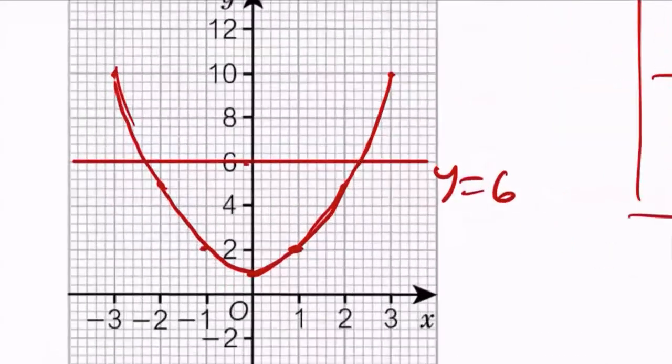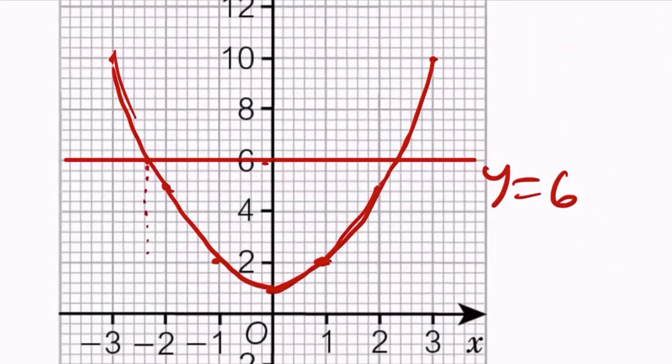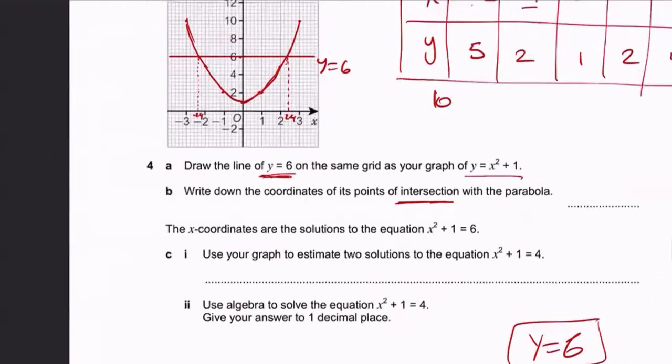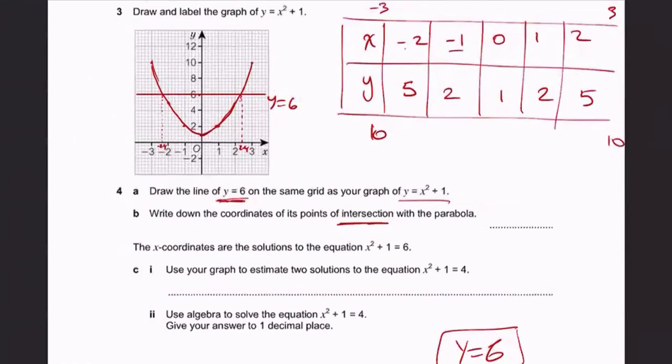It has to be estimated in this case. So this will be negative 2.4 and this also will be 2.4. So the points are 2.4 and the y is 6, and negative 2.4 and the y is 6. These are the 2 points of intersection, which is this point and this point. The x coordinates are the solution of the equation x squared equals 6.